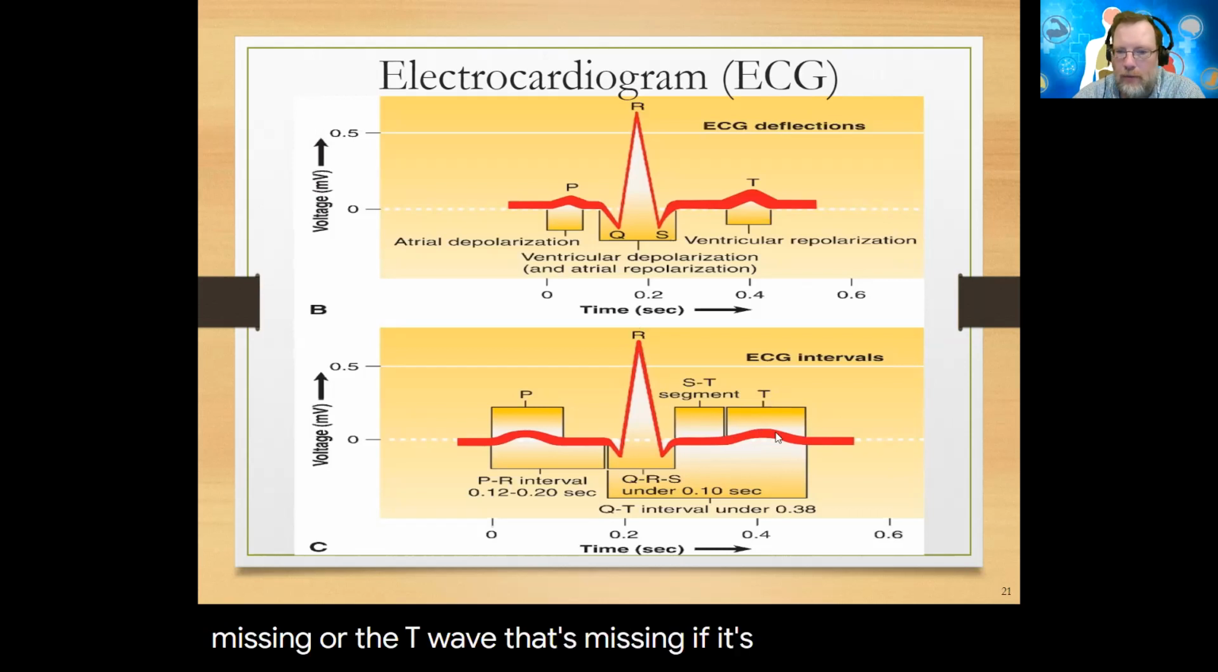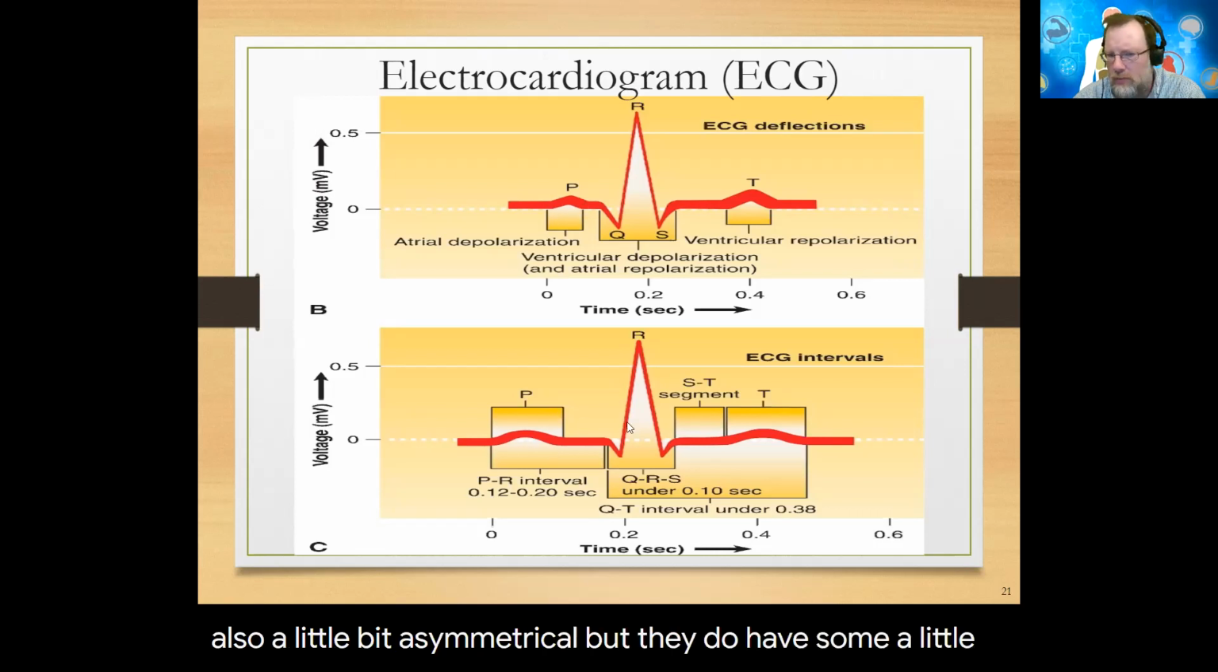If it's the T wave that's missing, and again, T waves generally have a little bit higher amplitude than a P wave. T waves are asymmetrical. P waves are also a little bit asymmetrical, but they do have a little bit more symmetry maybe.